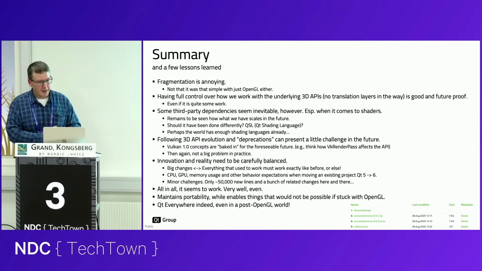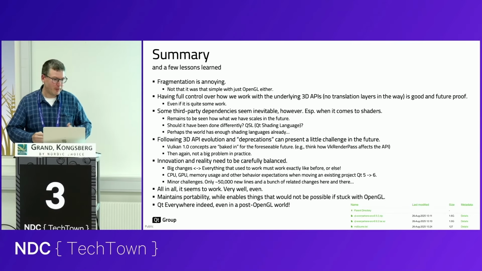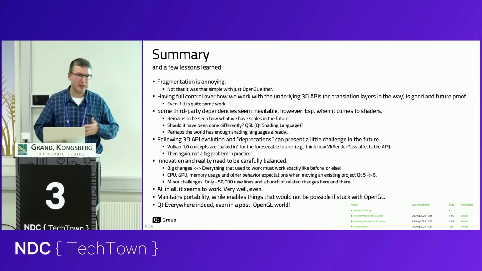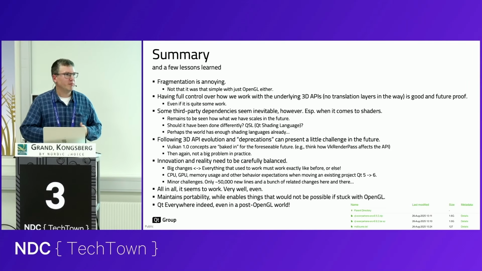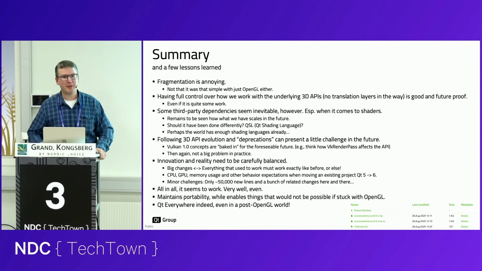Okay, so finally, very condensed last slide. What have we learned from this? Well, of course, we learned that fragmentation is annoying, but as we've seen, things were not that simple with OpenGL either. So of course, I don't want to romanticize that it was all better, because some things were simpler. But still, it has to be said that it's a bit unfortunate that now we deal with, I don't know, 5, 6 3D APIs and, I don't know, 3 or 4 shading languages.